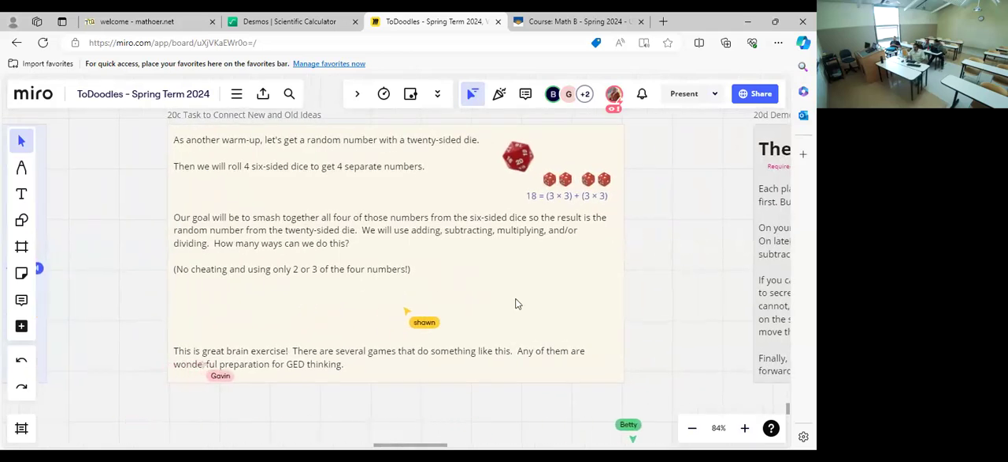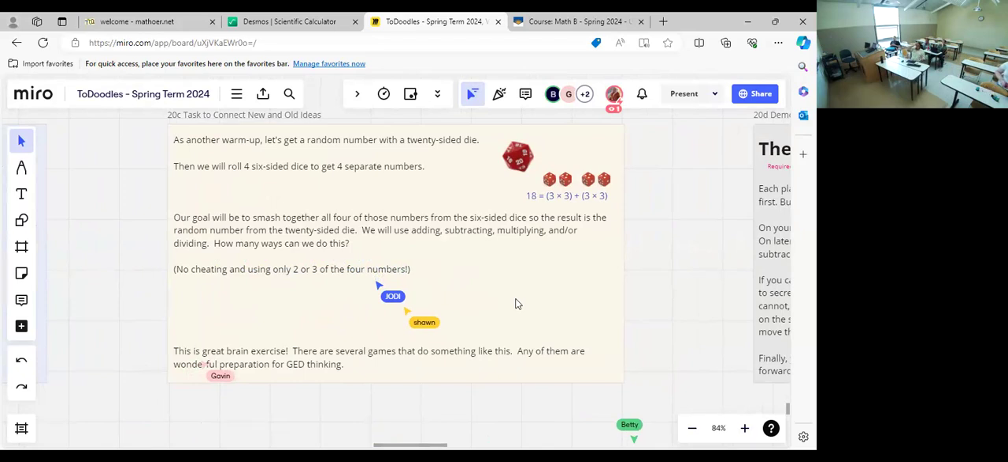Okay, we're going to have some dice. Are you going to be our dice roller again? Yeah. Pick one color from the colorful ones and then get 4 six-sided from here. From the colorful ones pick a 20-sided. A 20-sided? Yeah.